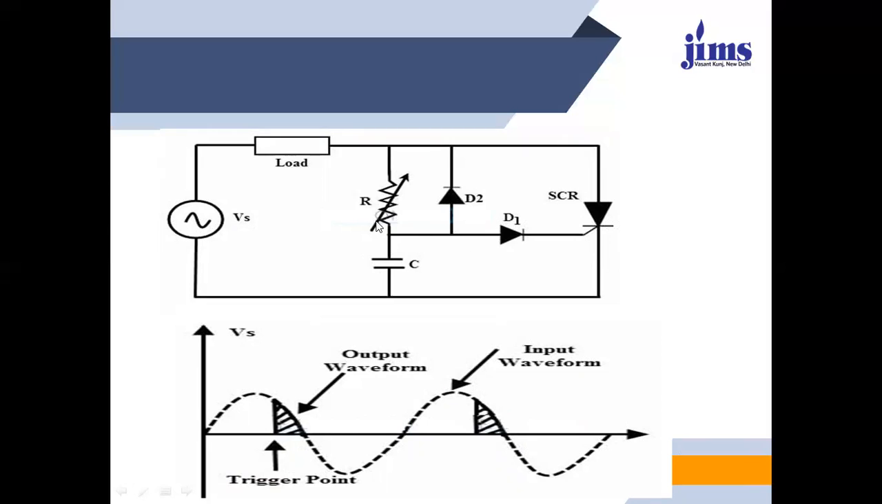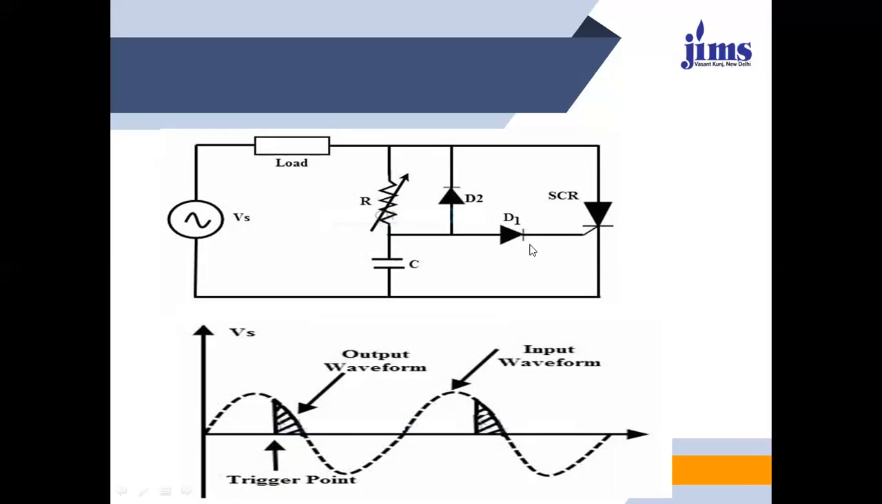So whenever the resistance is high, low current will be flowing through this, and the time taken by the capacitor to charge up to a specific level will be high. Whenever the resistance value is low, the charging is fast, so the capacitor will be charged fast, and the firing of the circuit will take place just below 90 degrees. So the timing of the connection of the SCR will depend upon the combination of R and C.